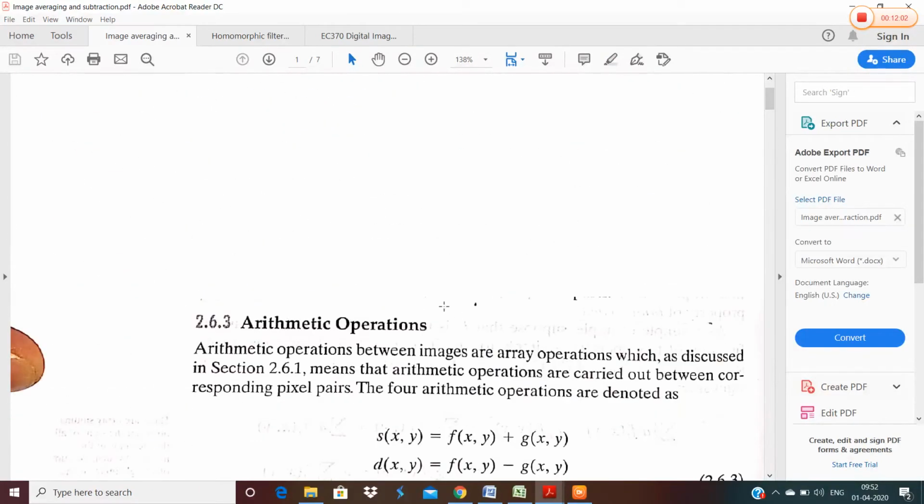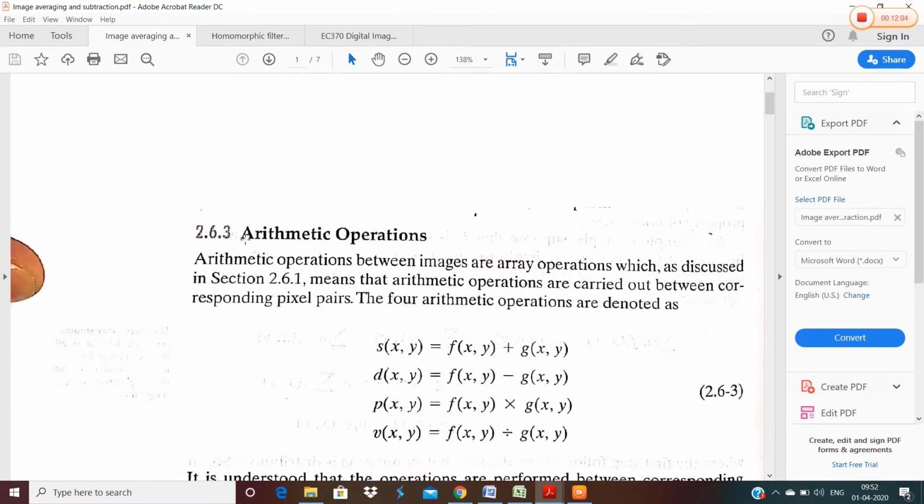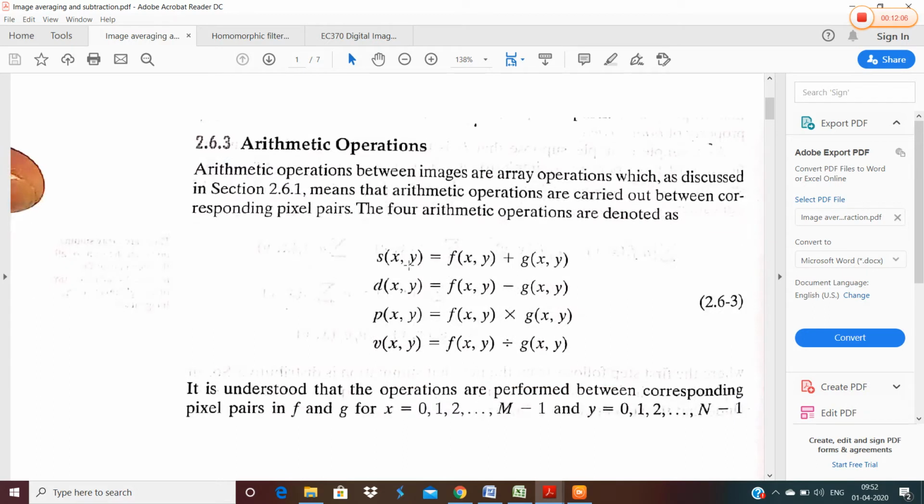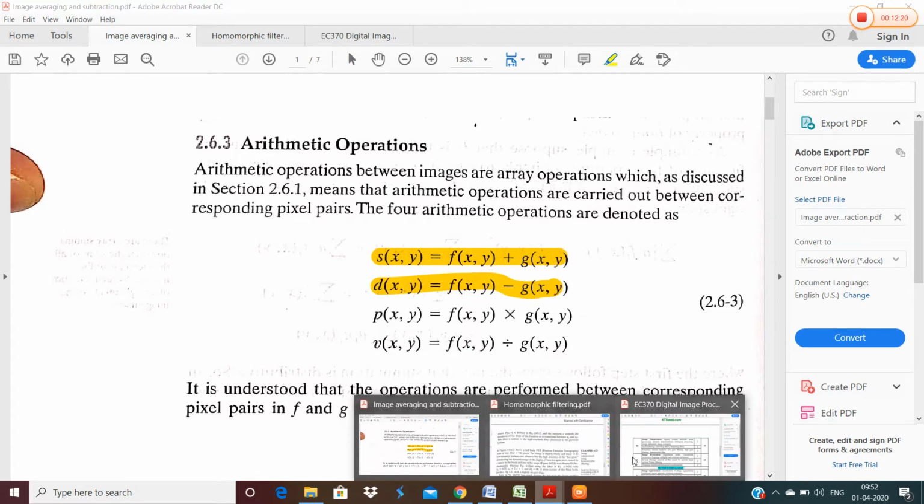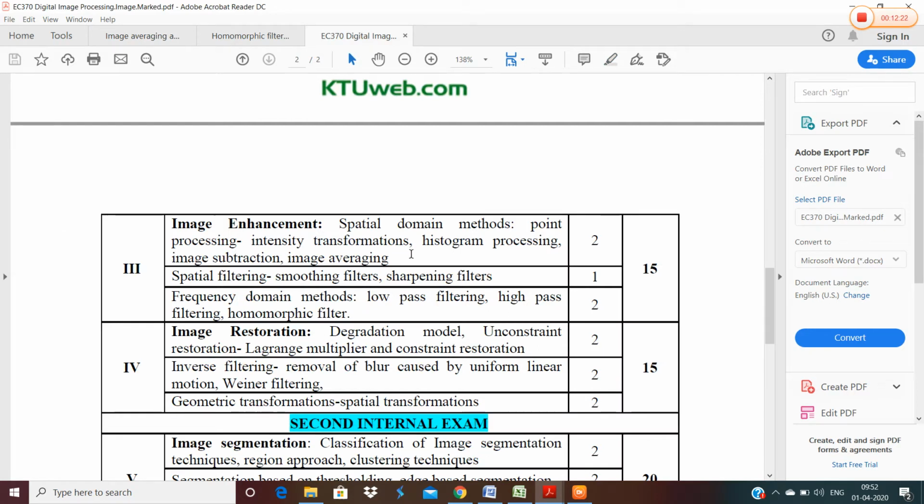Actually, this comes under the topic called arithmetic operations. You have different arithmetic operations. Here f and g are two images. You can add two images, subtract, multiply, divide, etc. And out of this, what we need here is the first two, addition and subtraction. This comes in your third module, image subtraction and image averaging. These are the two topics which were not covered, that we will discuss now.